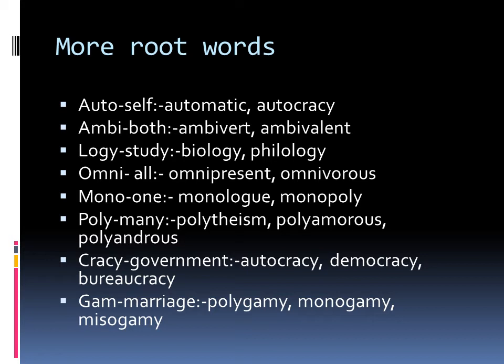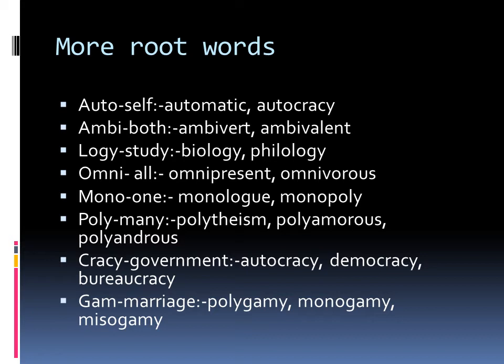And the next one is gam, marriage. Polygamy, poly means many, gamy means marriage. One who has many wives. Monogamy, one who has only one wife. Misogamy, hatred of marriage, dislike of marriage.